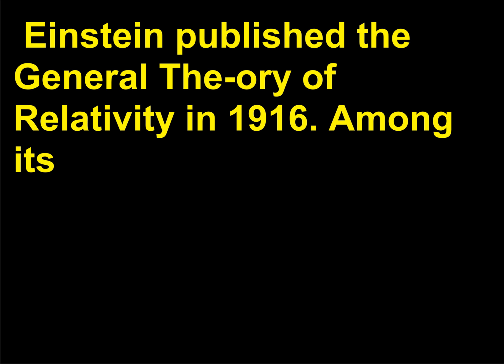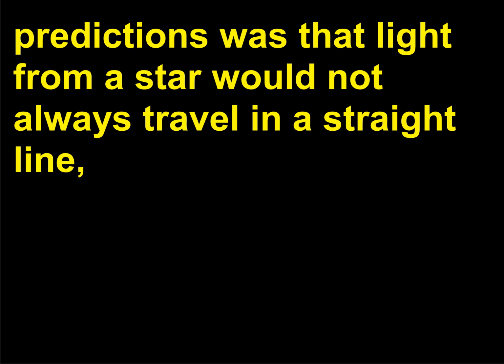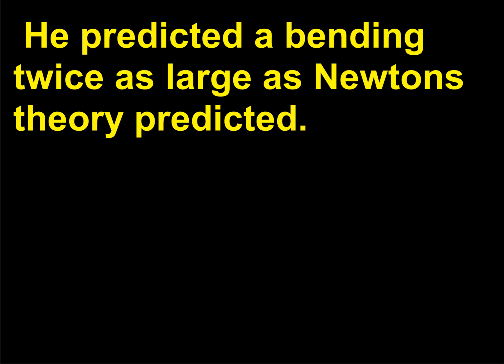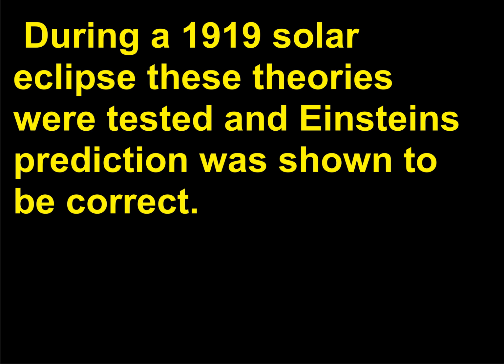Among its predictions was that light from a star would not always travel in a straight line, but would bend if it passed close to a massive body like the Sun. He predicted a bending twice as large as Newton's theory predicted. During a 1919 solar eclipse, these theories were tested and Einstein's prediction was shown to be correct.